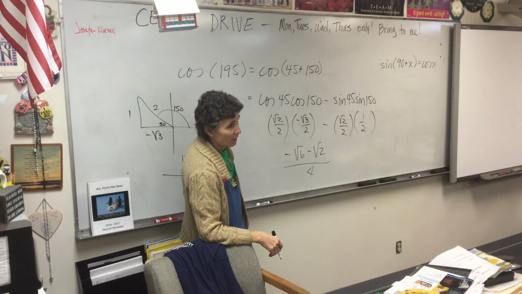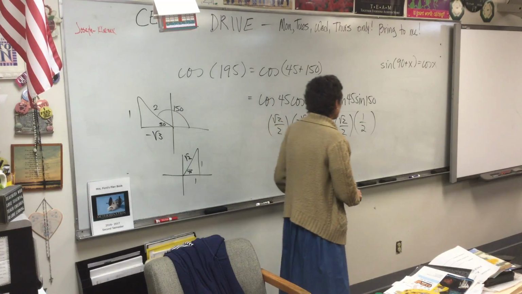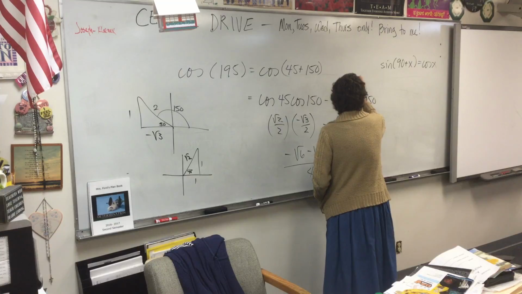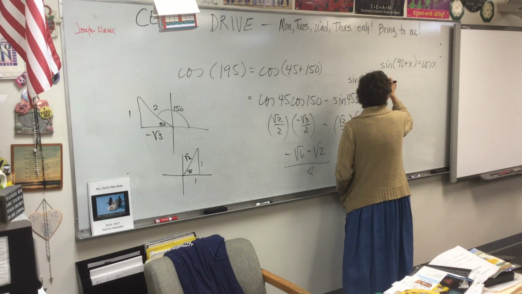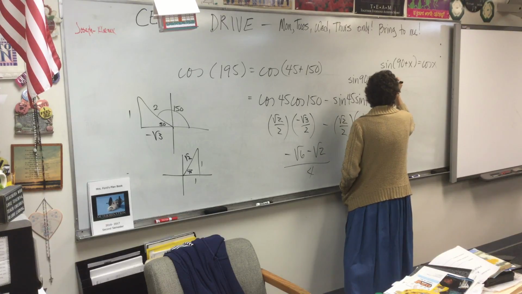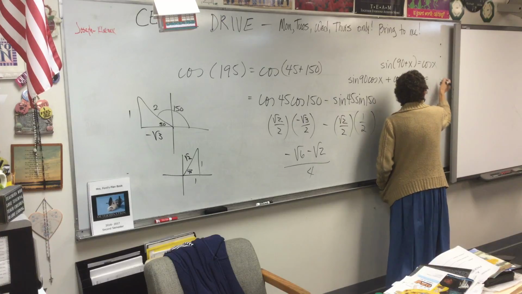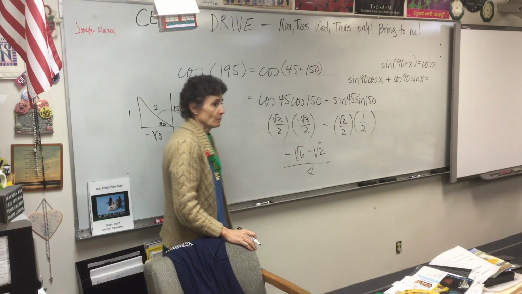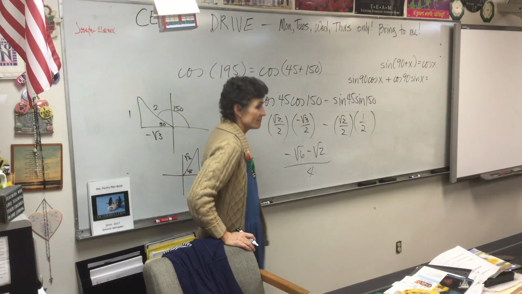Let's see. Sine of 90 plus x. That's a sine of u plus v situation. So what's our formula for the sine of two angles added together? Sine of the first, cosine of the second, plus cosine of the first, sine of the second. We're taking the sine of u plus v. U is 90, v is x.